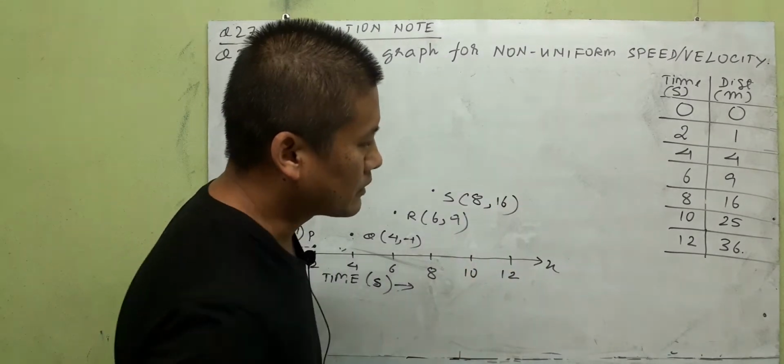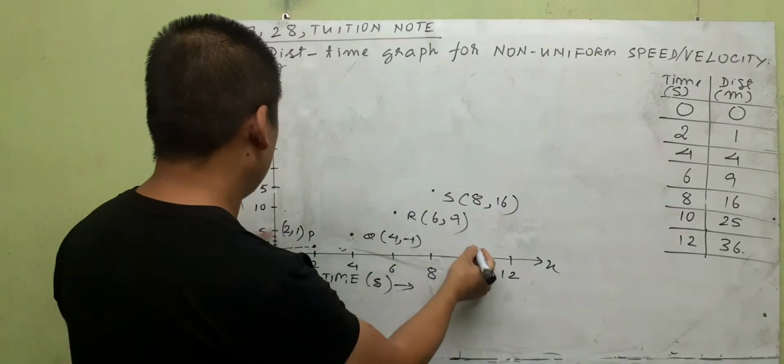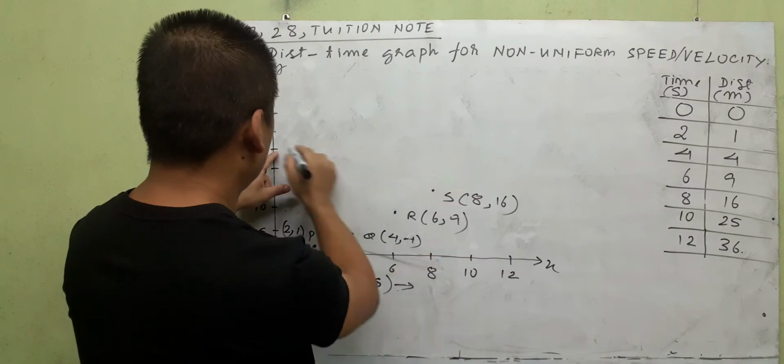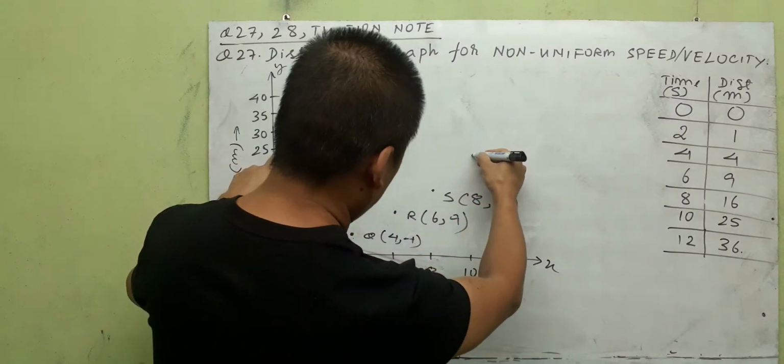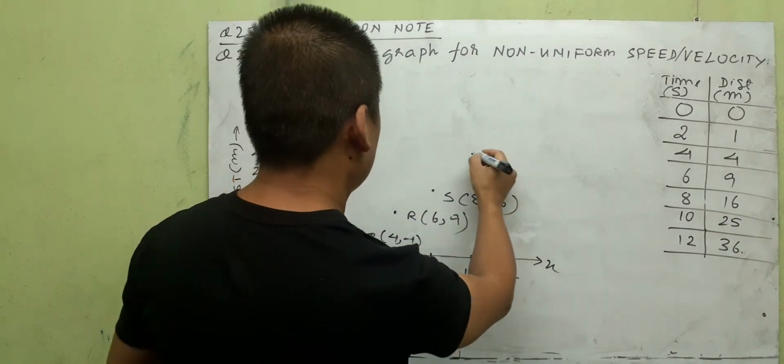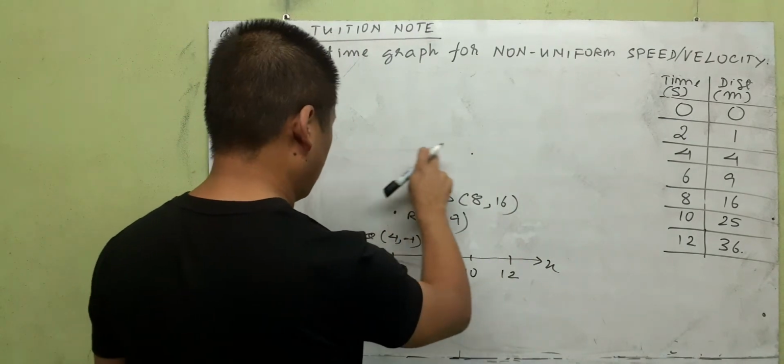Then next is 10 seconds, 25. So 10 is here and 25 is here. So 10 somewhere here, 25 here. So here will be the 0.4. Yes.